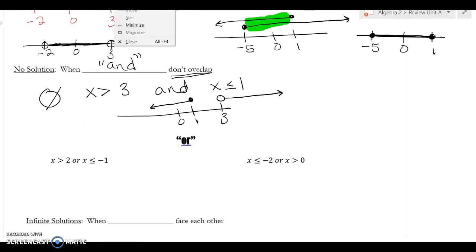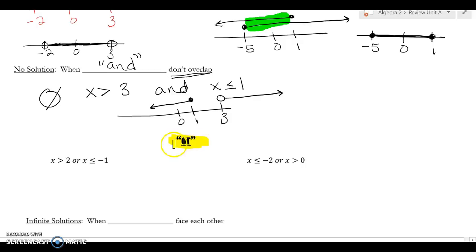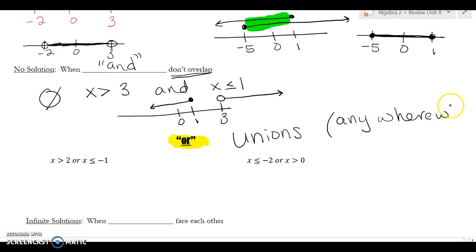The next type of problem we have is OR problems. And OR problems, these are called your unions. And what happens, it's anywhere you see an arrow. So usually people say ands come together, unions go one way or the other, okay? So let's graph this to see what happens.